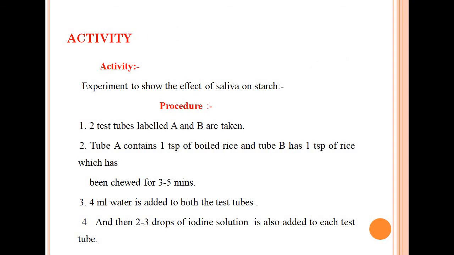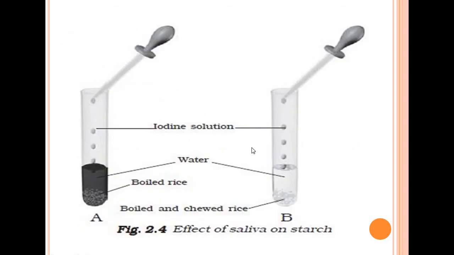As you can see, this is the diagram where we have taken two test tubes, A and B. In A we have kept the boiled rice and in B we have kept the boiled and chewed rice, and we have added water in both the test tubes, as well as 2 to 3 drops of iodine solution.